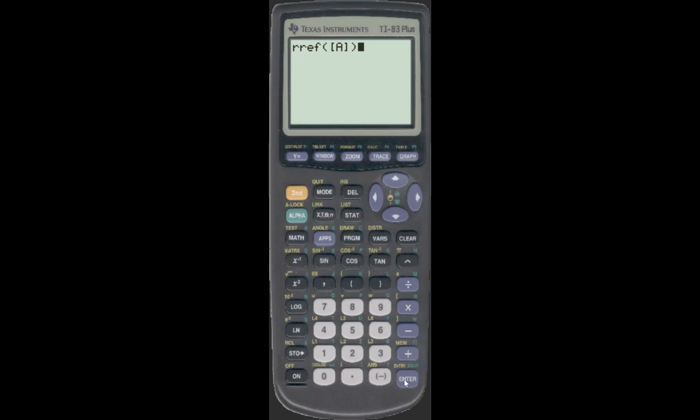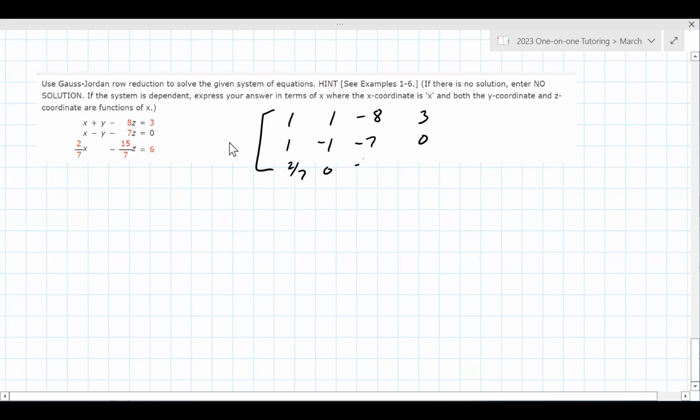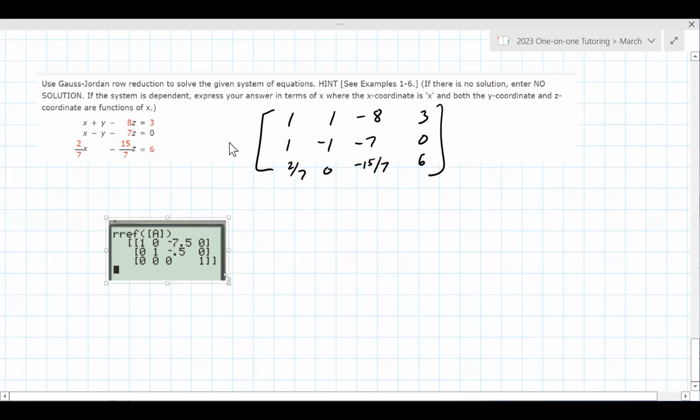It's a lot of build up. There's not a lot to this here. So let me snip this in and go to the other screen to give you a small explanation for this. So again, just to be clear here, it was 1, 1, -8, 3, 1, -1, -7, 0, 2/7, 0, -15/7, 6. And then your answer, when you do your RREF, is this.